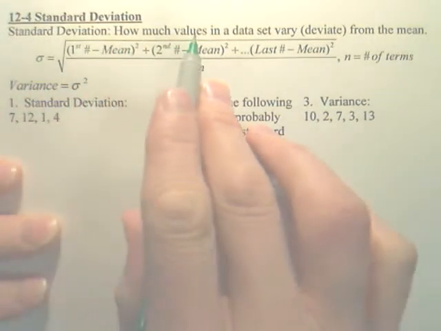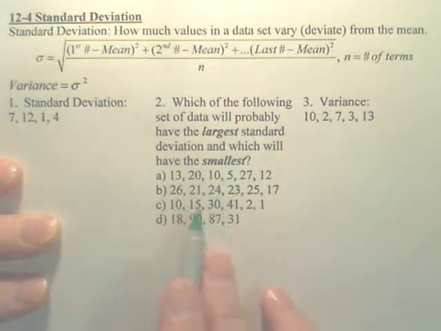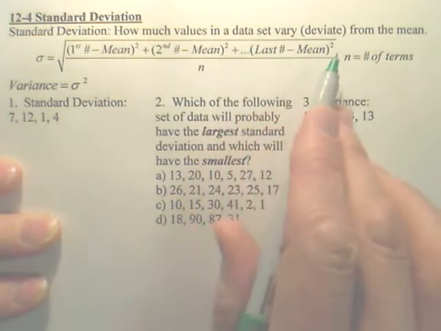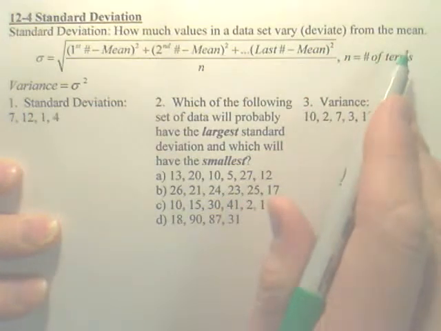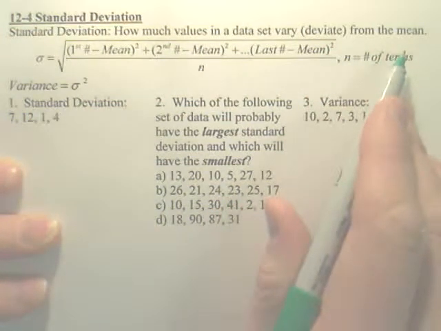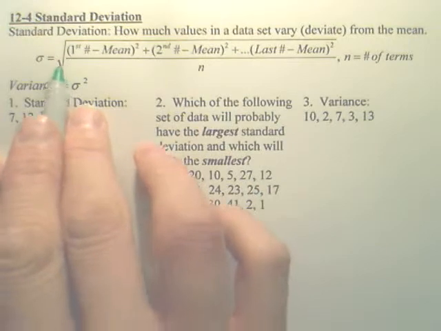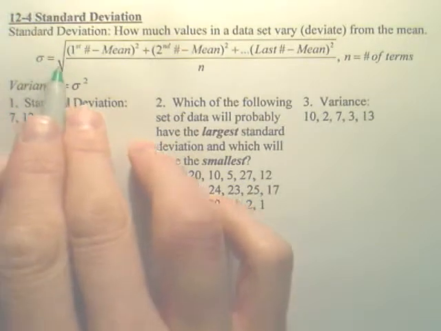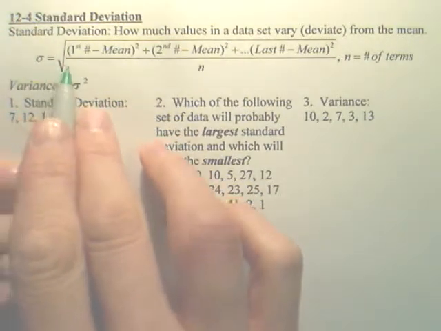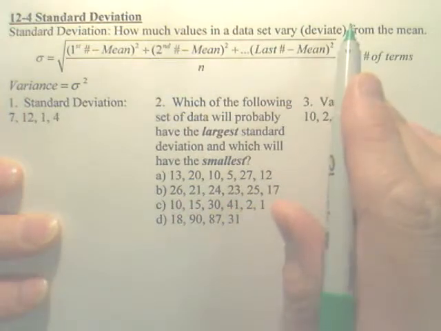Standard deviation is how much values in a data set, here's a data set, 4 data sets, vary or deviate from the mean, the average. How spread out is the data? Here's that means standard deviation. To find standard deviation, you're going to take a big, huge square root.